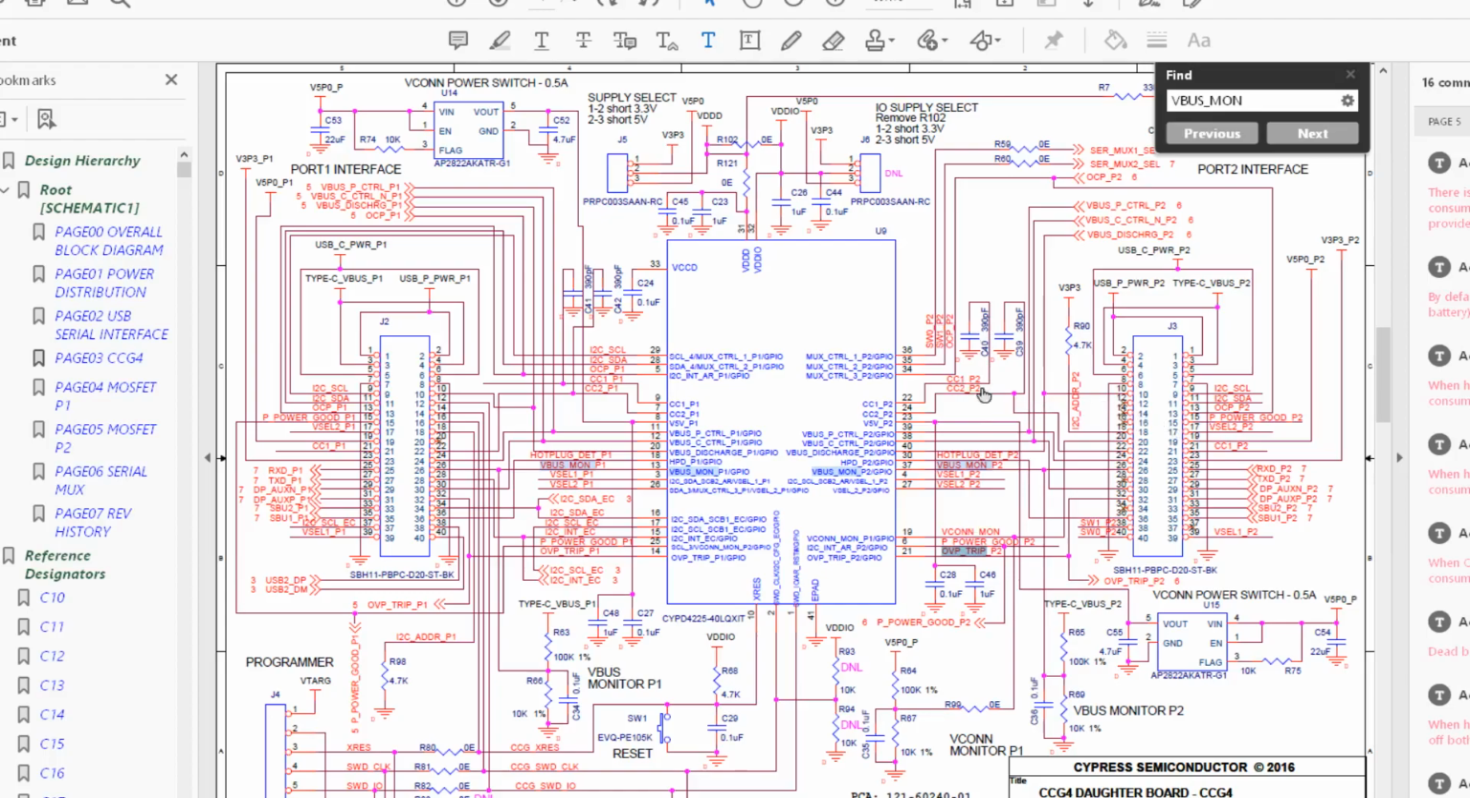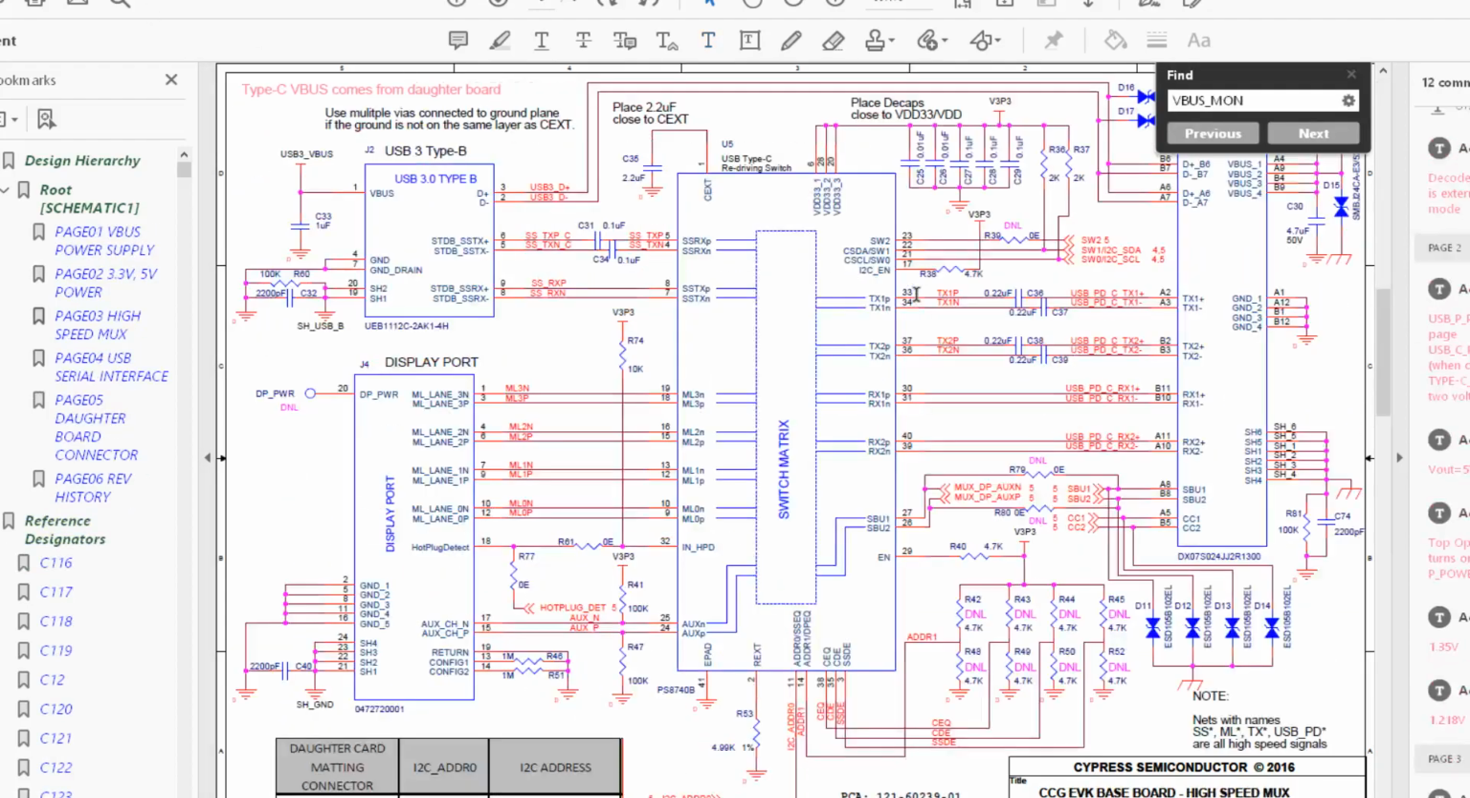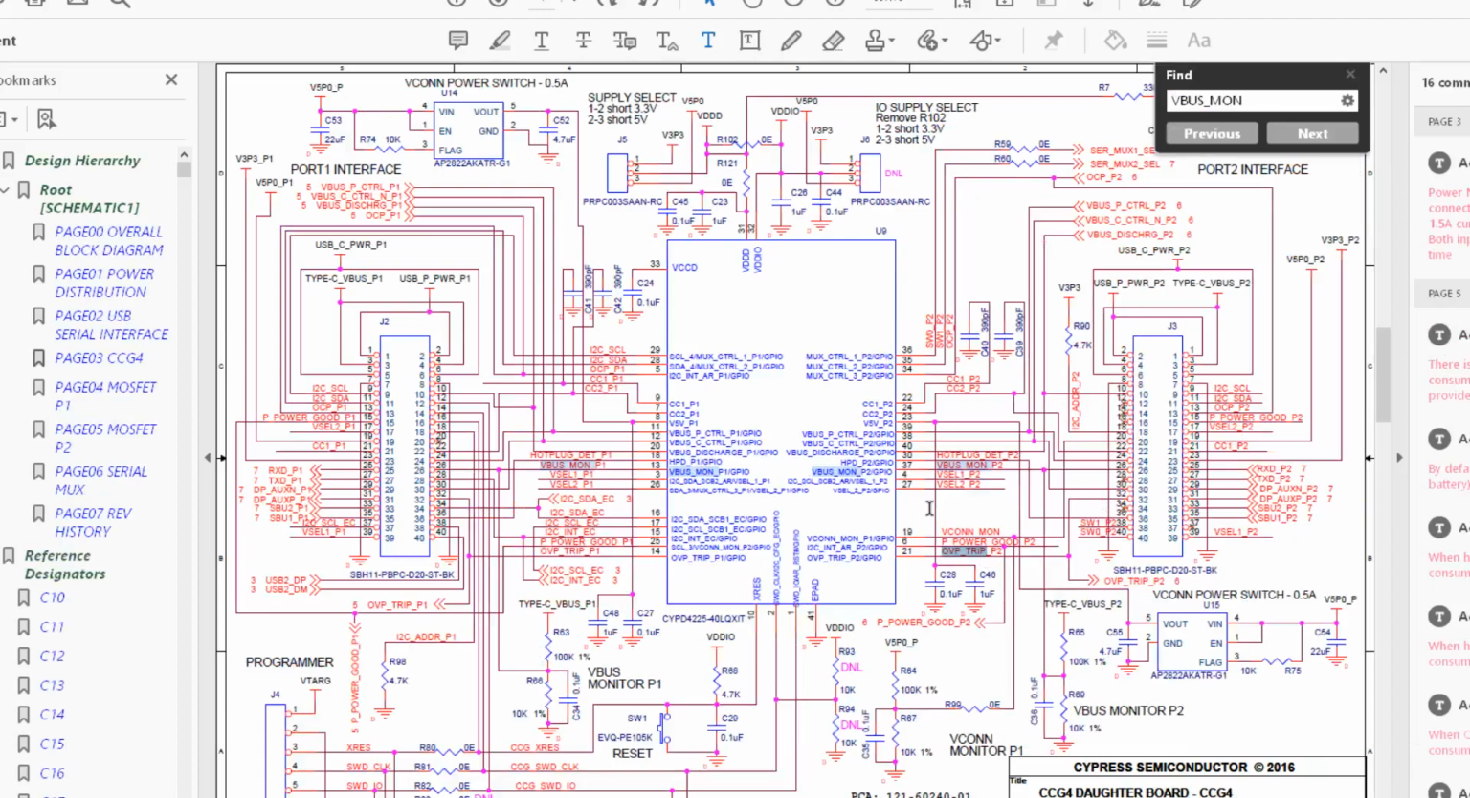Anyways, we've got the CC1s and CC2s. These are on the USB-C connector on both boards, CC1 and CC2. And so this IC is kind of mirrored. You see the same thing on both sides. I think that's about it. Not much left to talk about on this page.